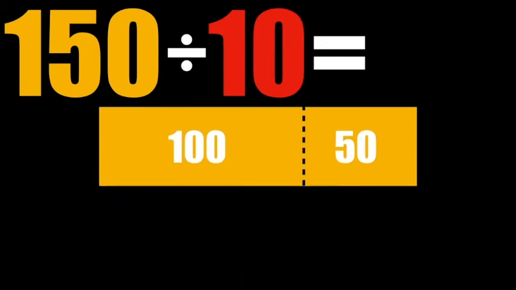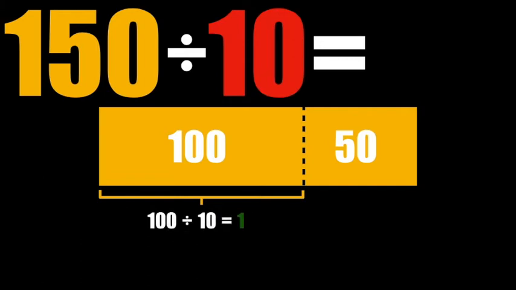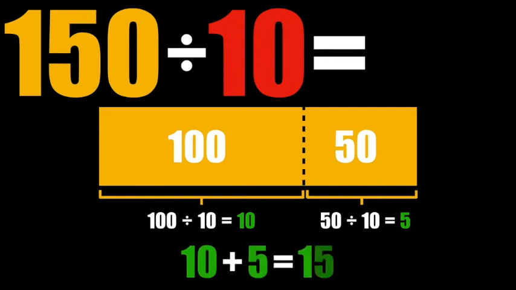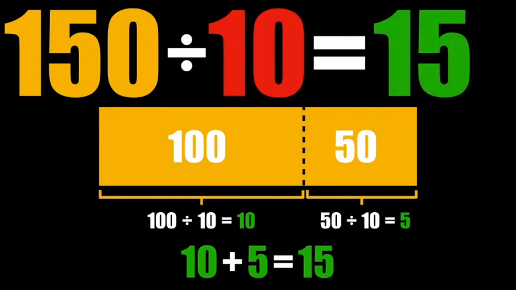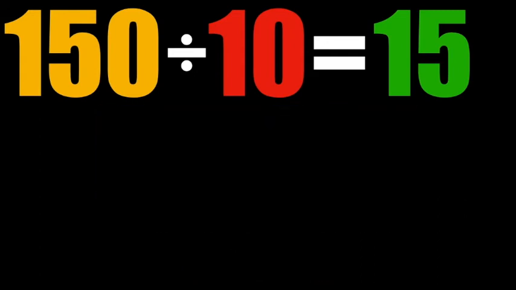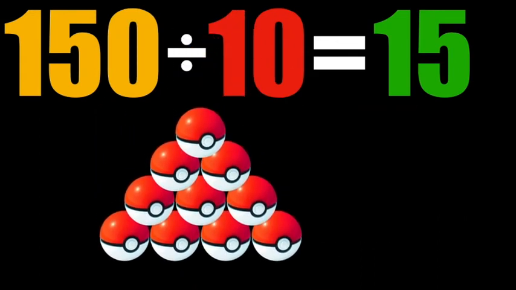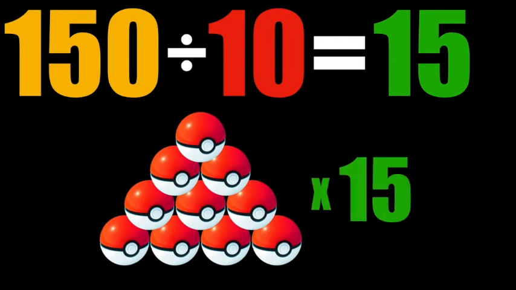Let's take these two values that we've split our dividend into and divide them by 10. We'll take 100 divided by 10, which equals 10, and then we'll take 50 divided by 10, which equals 5. Now we add those two values together. 10 plus 5 equals 15, and that gives us our answer. 150 divided by 10 equals 15. So, in order to catch all 150 Pokemon, I need to buy 15 bundles of 10 Pokeballs. I hope they're not expensive.